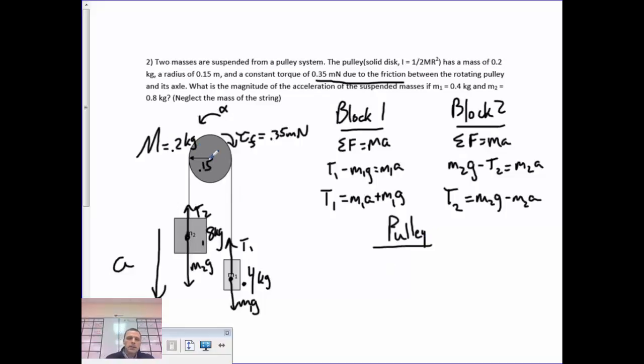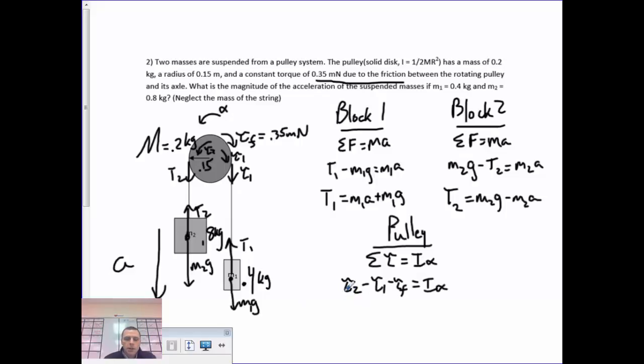So the pulley has 3 torques acting on it. There's tension 2, which is causing torque 2. There's tension 1, which is causing torque 1. And then there's the torque of the friction. So the sum of all these torques equals I alpha. This is Newton's second law, rotational version. The three torques involved are torque 2, that's the biggest one because it's going to twist in the direction of object 2, minus torque 1, minus torque friction. And that equals I alpha.